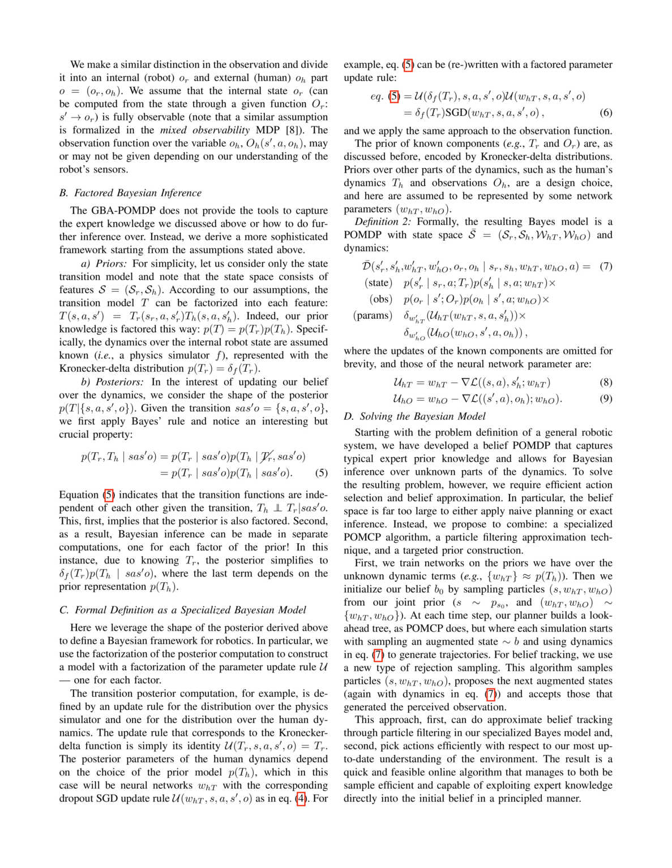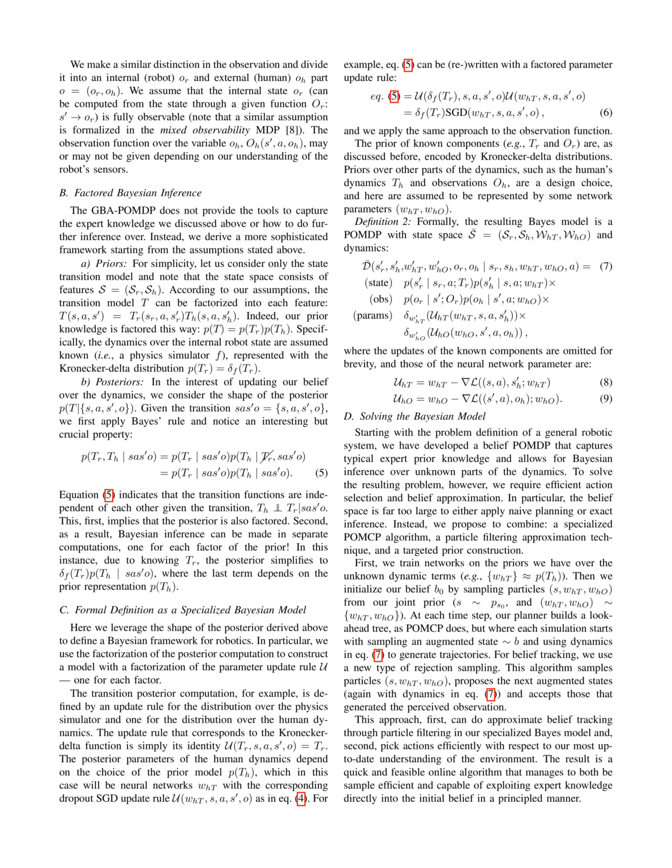This first implies that the posterior is also factored. Second, as a result, Bayesian inference can be made in separate computations, one for each factor of the prior. In this instance, due to knowing T_R, the posterior simplifies to delta F(T_R) times P(T_H | S, A, S', O), where the last term depends on the prior representation P(T_H).